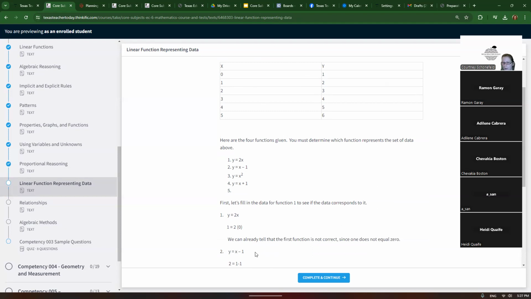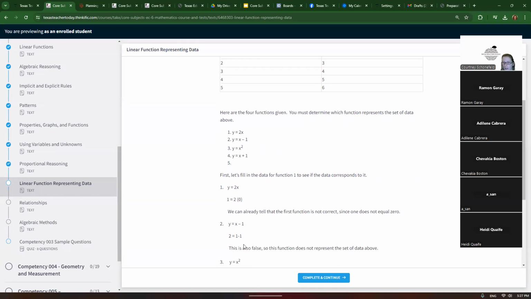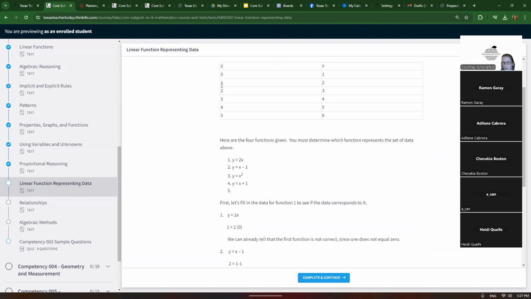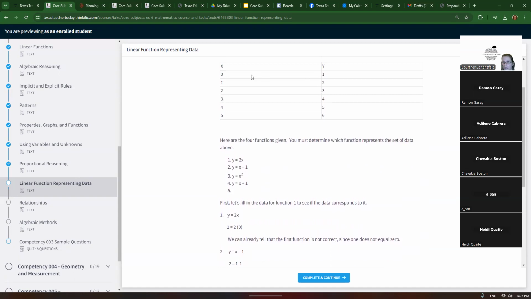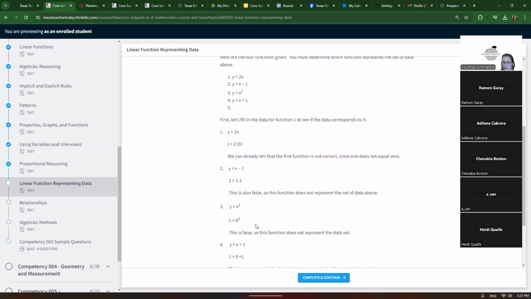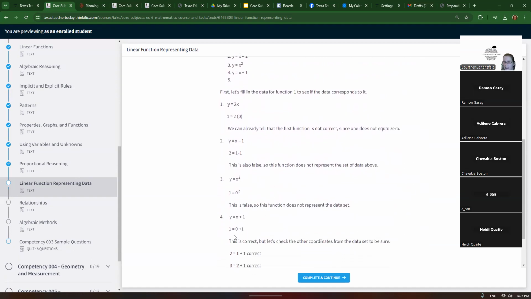Next, we have y equals x minus 1. So here we look at the values. y is 1 equals x minus 1, right? This is also false, right? So this function can't work. y equals 2 and x is 1, minus 1, 0. That can't work. Next, we have y equals x squared. So if we look at the chart, y equals 1, x equals 0. 1 equals 0 squared, no. So we already know it has to be 4, but let's look at it.